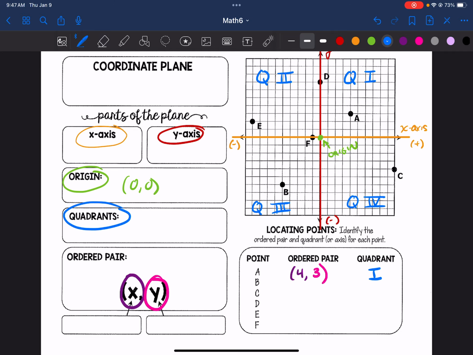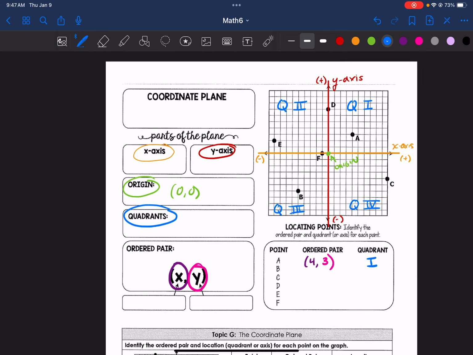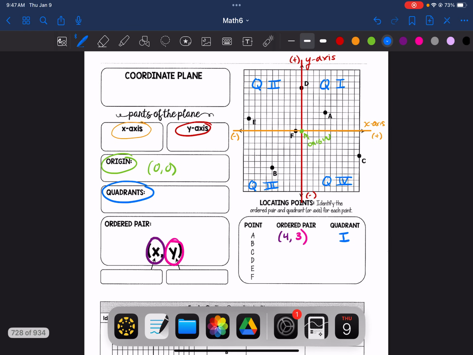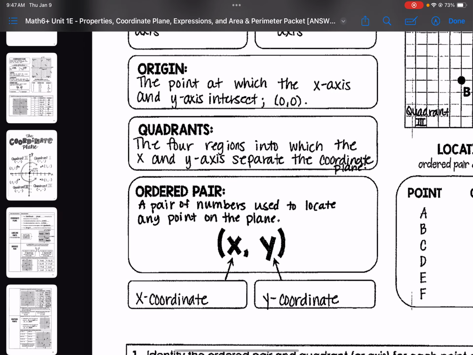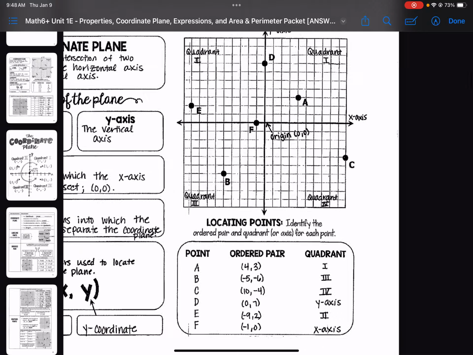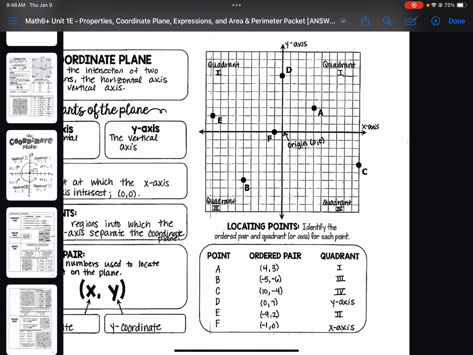Try the rest of these with B, C, D, E, and F. Pause the video before you check your answers. Now, you might have run into some questions about point D and point F. Well, guess what? They're not in a quadrant. They're on an axis. So sometimes the location doesn't have to be in a quadrant. It can be on an axis.